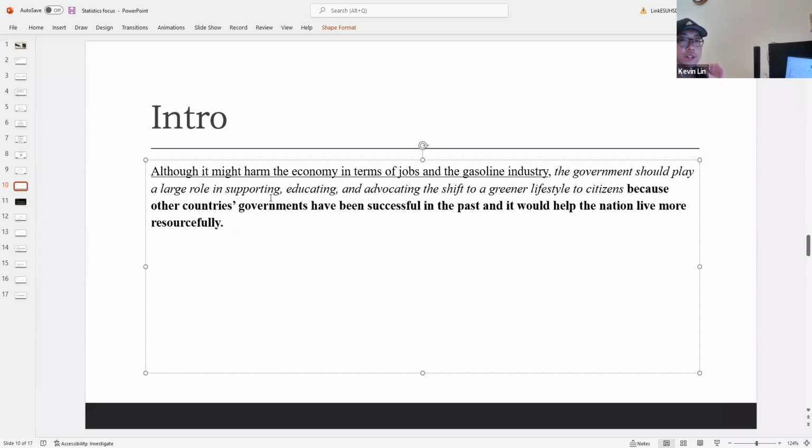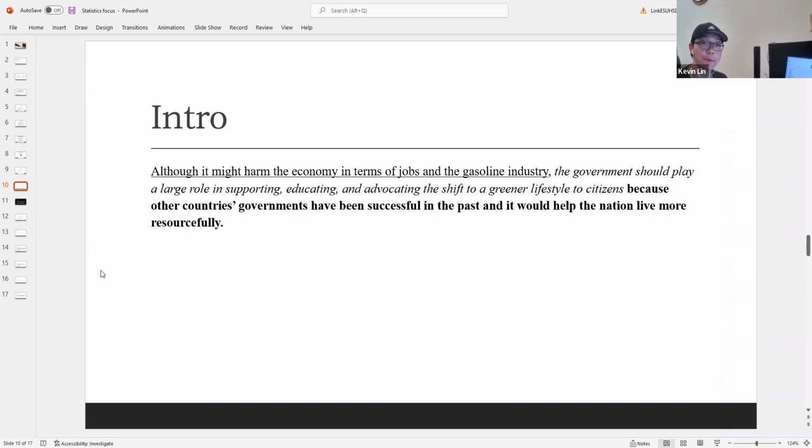This here is thesis 101, and this can serve as a whole intro paragraph here. This I give a point for sure, one point for sure. I got context, I got stance, I got reason, and I know where they're going. I'm expecting one paragraph on other countries' governments, and I'm expecting a paragraph on nations living more resourcefully. This is pretty clean so far.